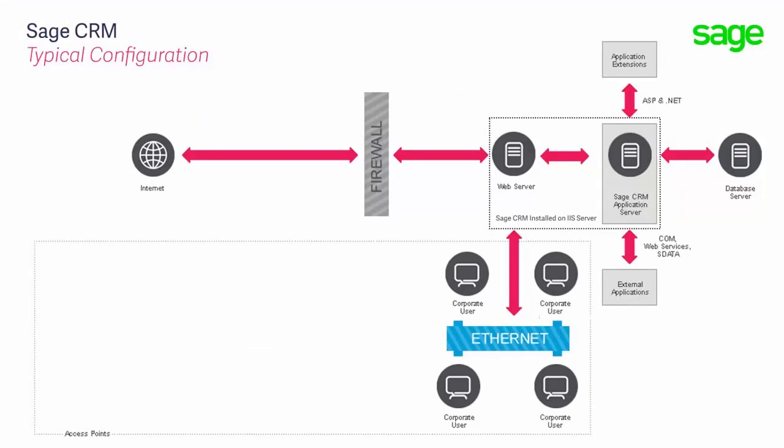It's likely that an implementation will require you to think about how users will access the system from beyond the corporate network. In these circumstances, Sage CRM's web server is likely to be placed within the organization's demilitarized zone, DMZ. This can either be implemented as a physical or logical subnetwork that exposes the web server to the internet. In addition, you may wish to further control access through the use of a VPN.